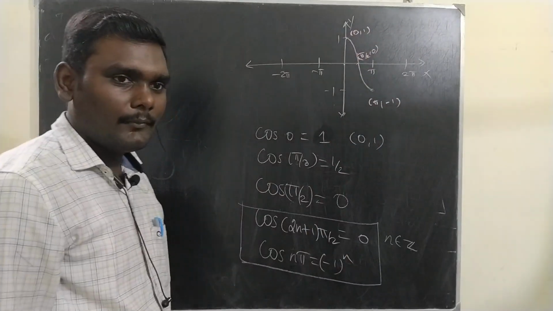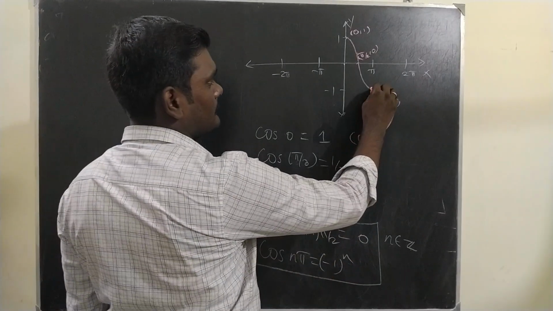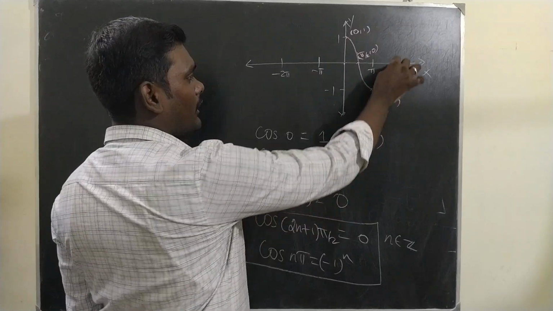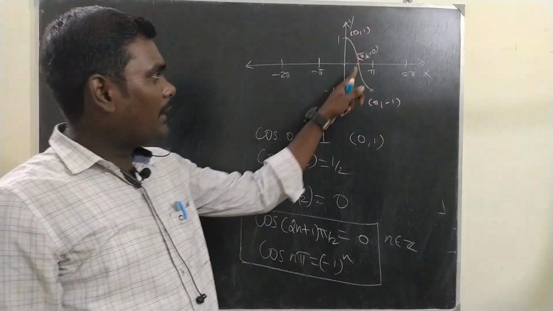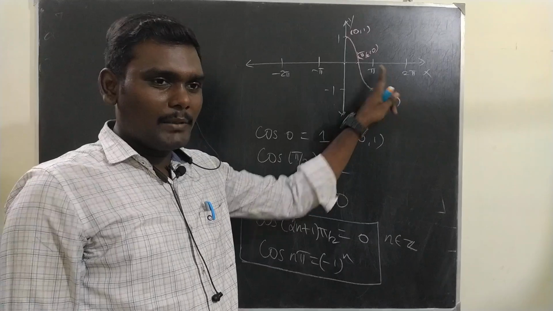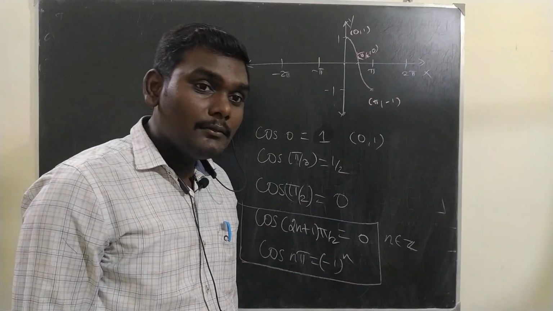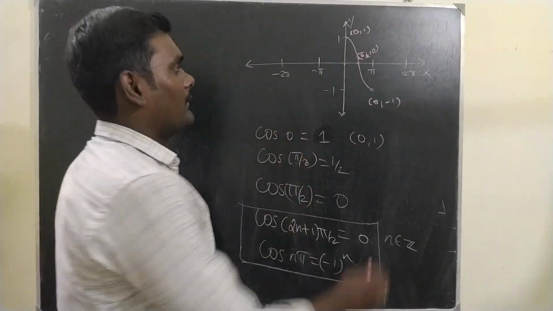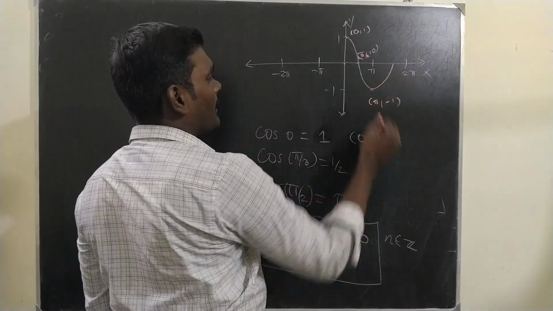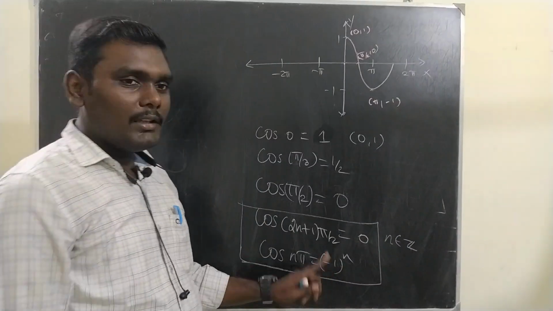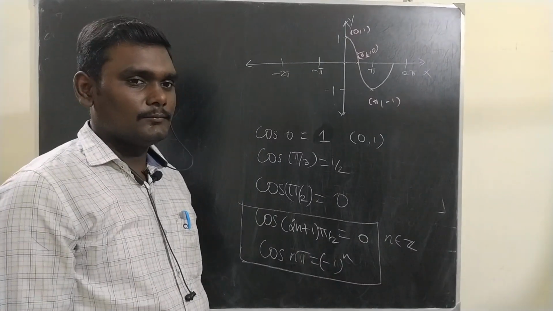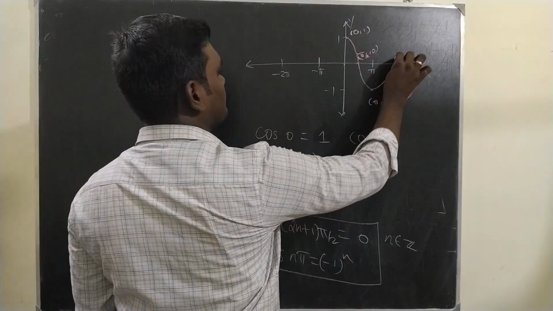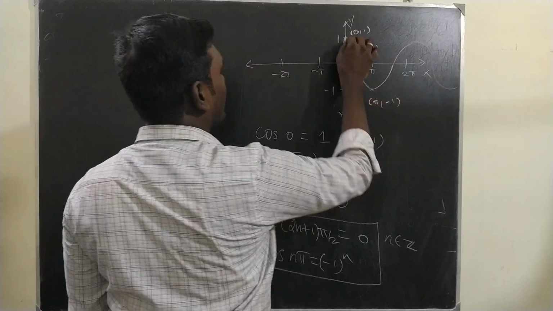And again, where does it go? When will it go again to 0? For 3 pi by 2, this will reach 0 again. Then between pi and 2 pi, what value will be there? 3 pi by 2, yes. And then to reach 1, when will this reach? At 2 pi. So this is how the graph is flowing.